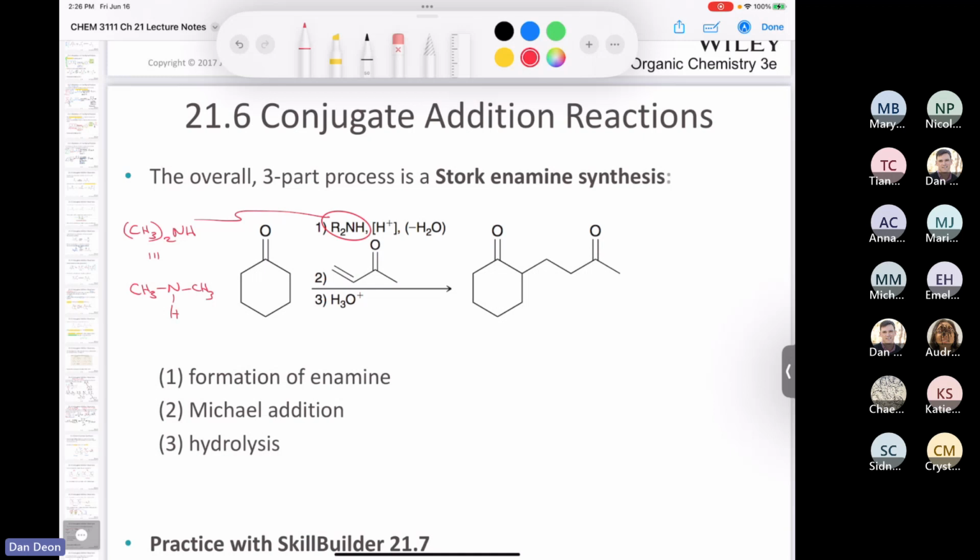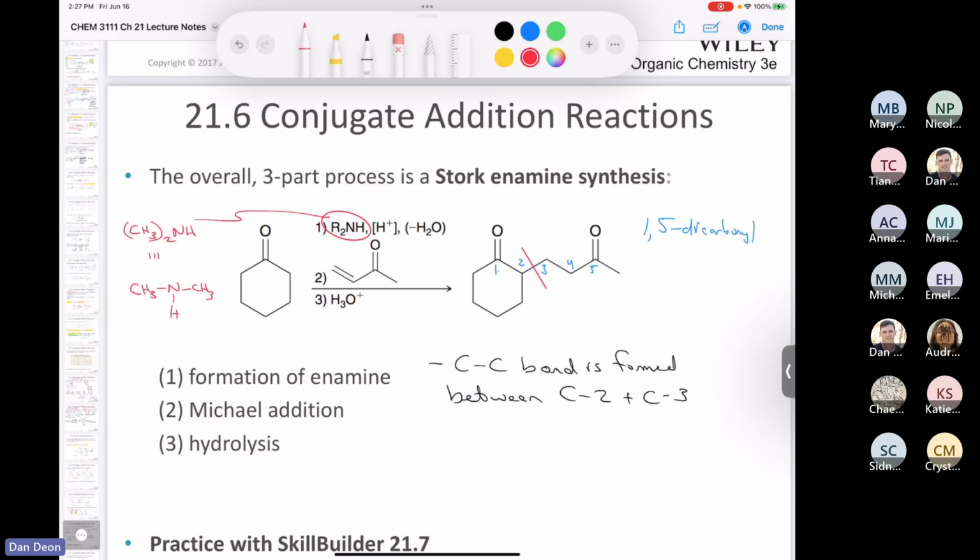So you end up with a 1,5 dicarbonyl. So again, if we count 1, 2, 3, 4, 5, we make a 1,5-dicarbonyl. Now, something I want you to write down if you're making notes is that the carbon-carbon bond is formed between carbon 2 and carbon 3. So the bond that we formed is here between carbon 2 and carbon 3, and I want you to keep that in mind as we work forward.